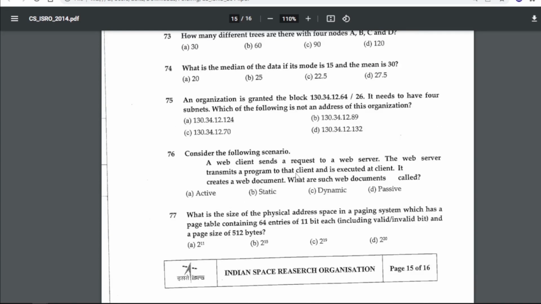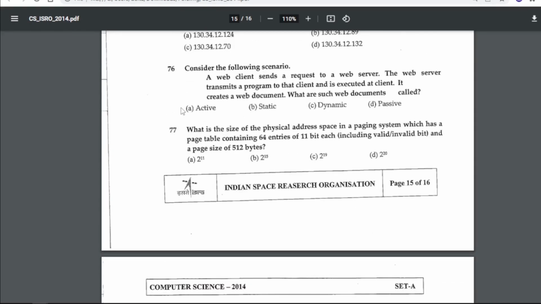Now, question number 76 is, consider the following scenarios. A web client sends a request to a web server. The web server transmits a program to that client and it is executed at the client. It creates a web document. What are such web documents called? So for 76, our answer will be A, that is active, right? So 76, active will be our answer.